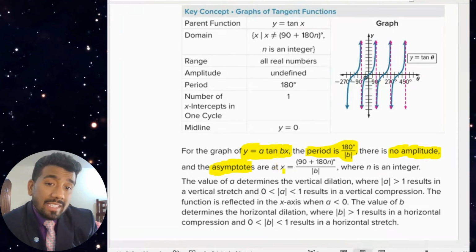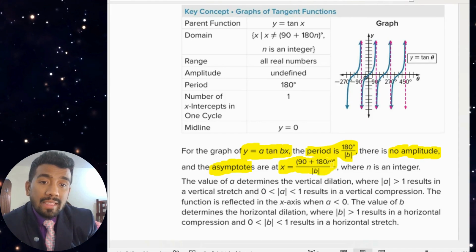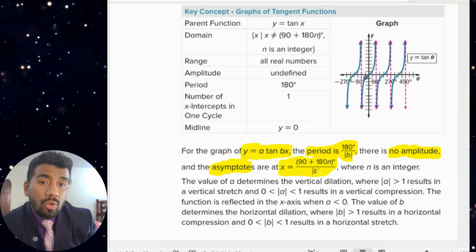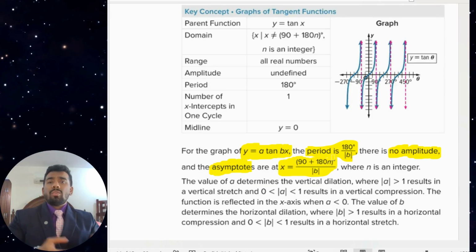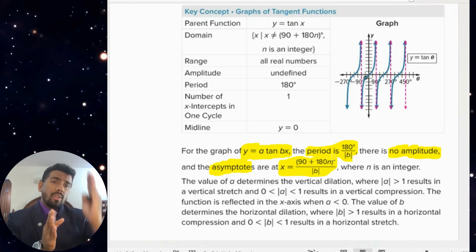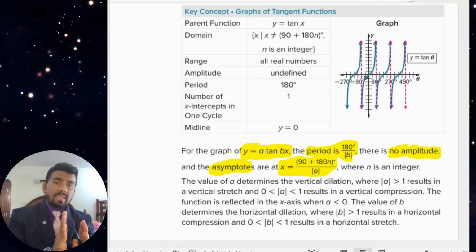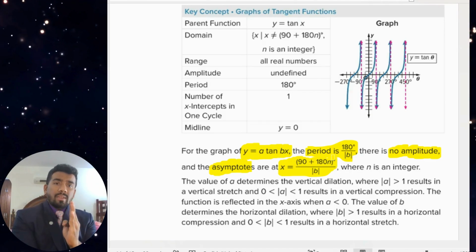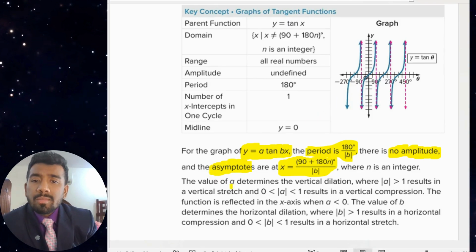How do you find its asymptote? By the formula x equals 90 plus 180n over b. You know b from here. But what is n? n is an integer. You start with 0, then 1, then 2. If you put 0, you get the first asymptote. Put 1, you get the second asymptote. Put 2, you get the third asymptote, and so on and so forth. We'll study it when the question comes.